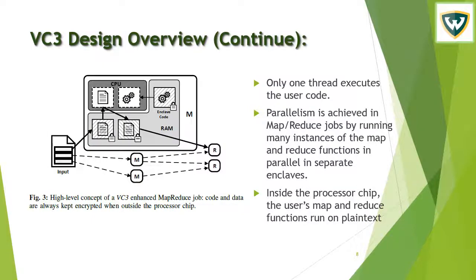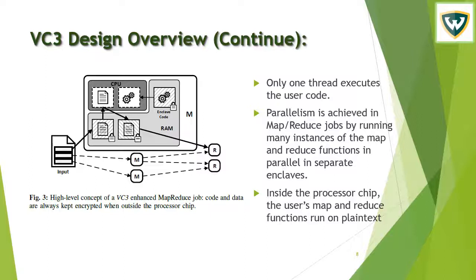This slide visualizes the VC3 high-level concept of an enhanced MapReduce job. As we can see in this slide, code and data always appear encrypted when they are in the untrusted part of the platform, outside of the processor. They only appear in clear text when they are inside the processor, both code and MapReduce related data, as you can see in this figure.